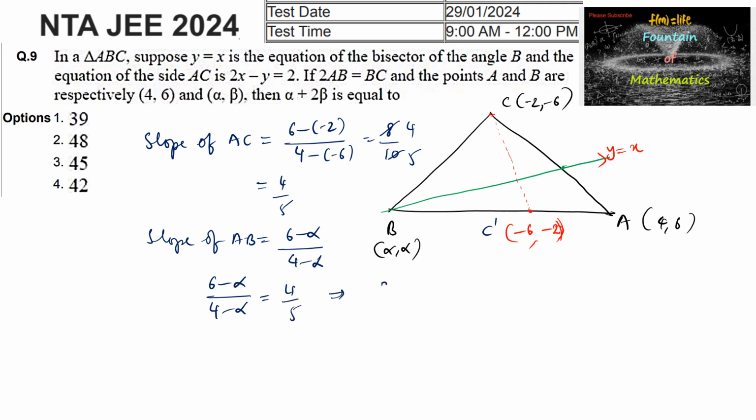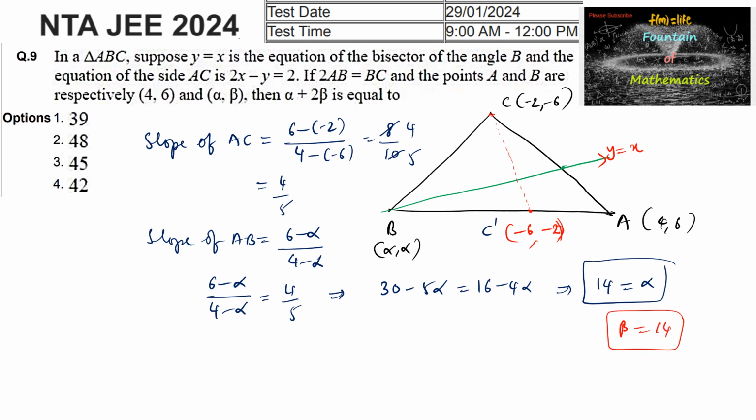On simplifying, we can write 30 minus 5 times alpha is equal to 16 minus 4 alpha. So we can write 30 minus 16 is 14 is equal to 5 alpha minus 4 alpha is 1 alpha. So alpha is equal to 14. Since alpha and beta both are same, so beta is also equal to 14. And hence we can say alpha plus 2 times beta is equal to 14 plus 2 times 14, that is 3 times 14, which is equal to 30 plus 12, 42. So option D is the answer.